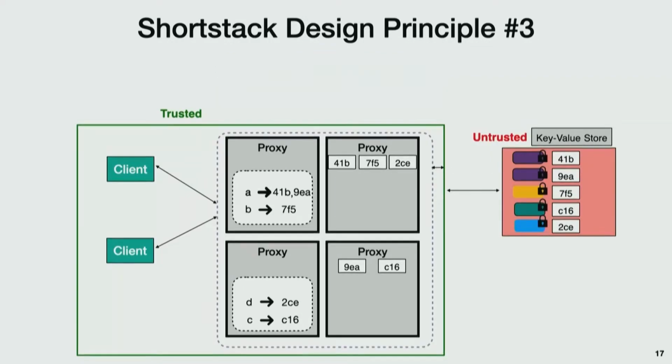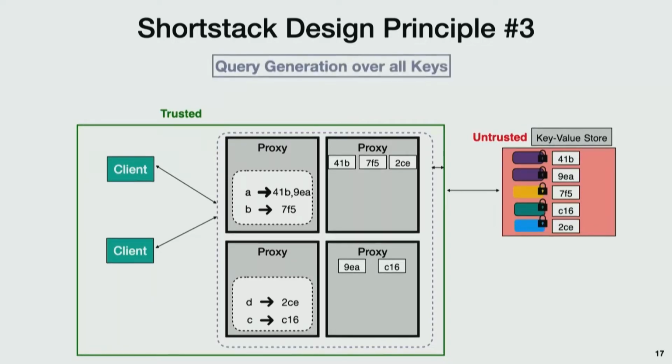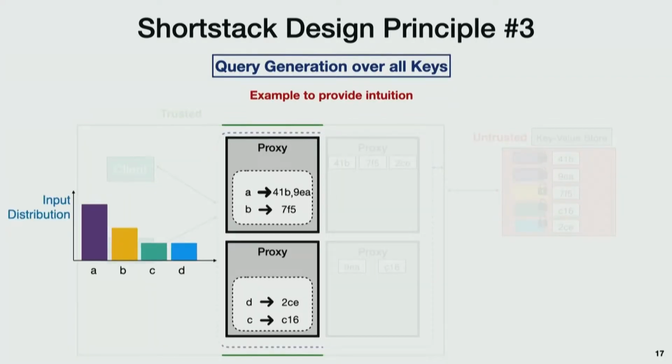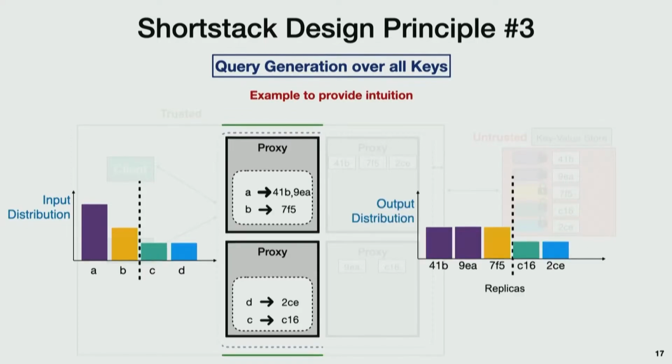Now, coming on to design principle number 3. The query generation should be done over all the keys. In order to see why this is needed, here is an example. Consider that you partition your query generation over these two proxy servers, where the query generation for A and B happens from the first proxy, and query generation from C and D happens to the second proxy.